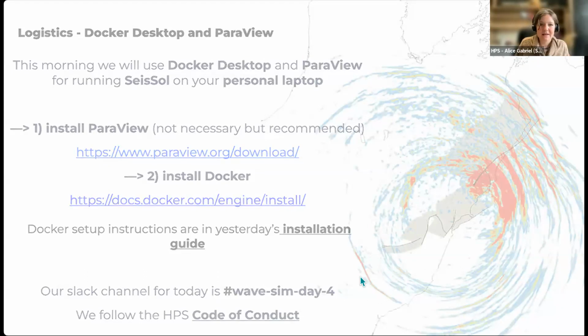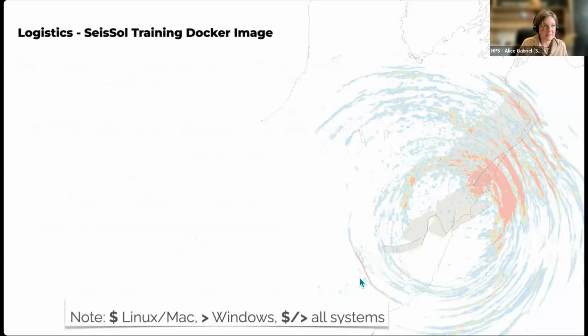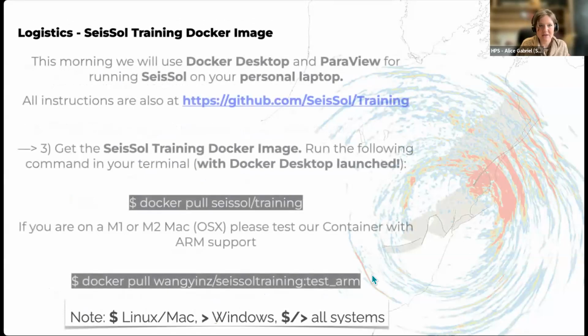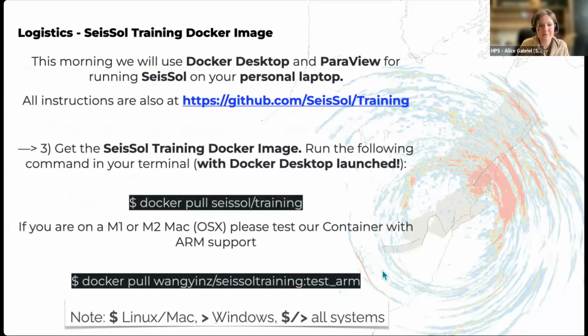Okay. The next part is the SeisSol specific training image. So we use Docker Desktop for turning your laptop into a supercomputer, as I said before. All the instructions that I have on this slide are also in our training repository. But the steps that you have to do are pretty simple. You basically have to get the SeisSol training Docker image. And for that, you need to run the following command in your terminal with Docker Desktop being launched. So you want to make sure that you have this little Docker symbol up in your active applications line. If Docker is not running, that will not work.